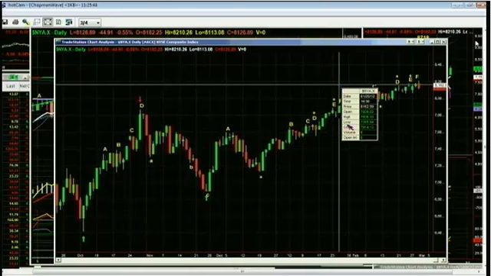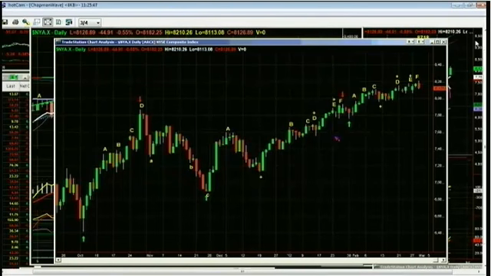79.26, pulls back for 2 days. That's been the characteristic of these pullbacks. And then what it does, it goes peak A, B, C, D, E.